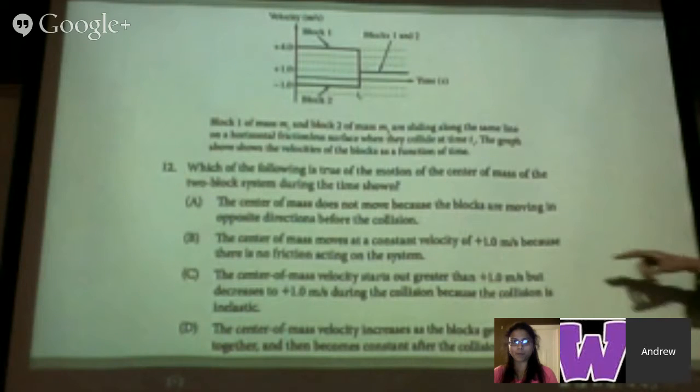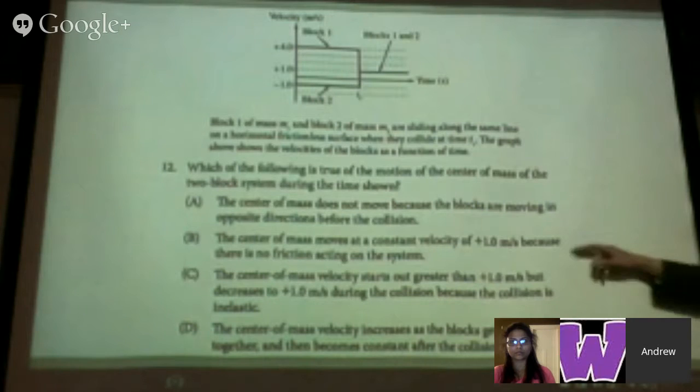We knew that it was going to be 1.0 meters per second after the collision. If it's constant, it must be a constant 1.0 meters per second. So B is the correct answer on this one.